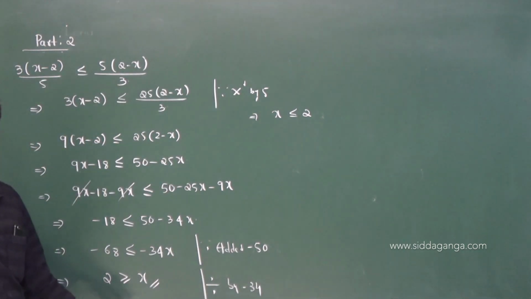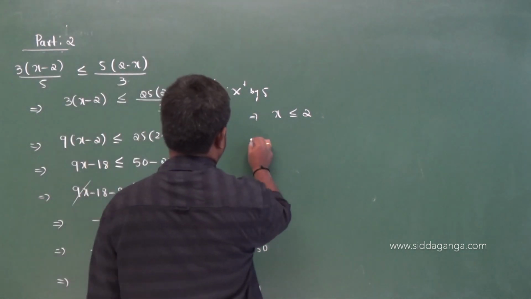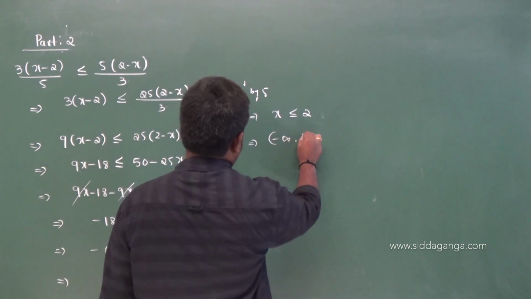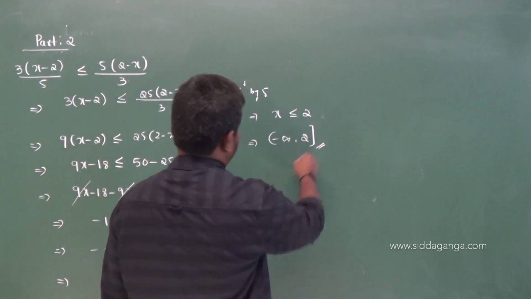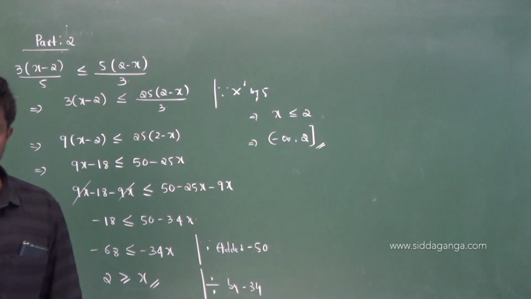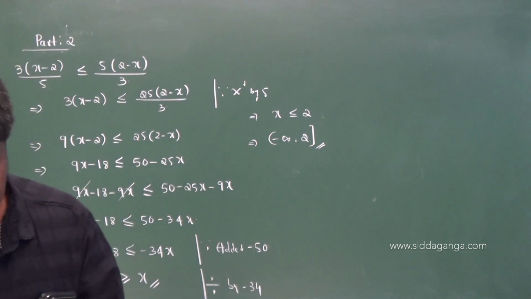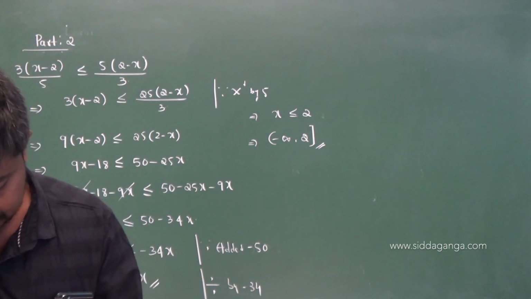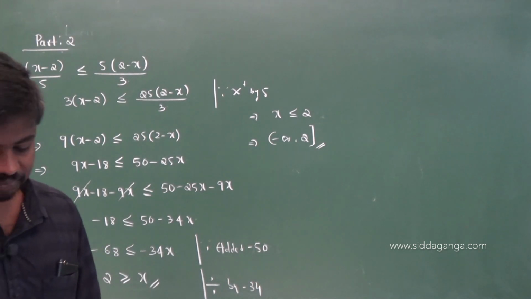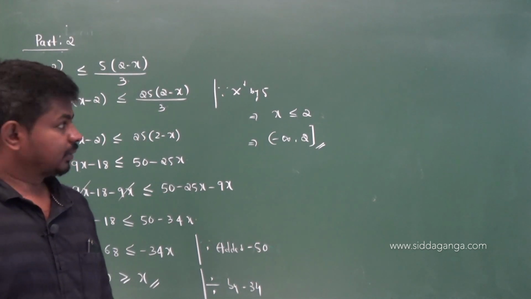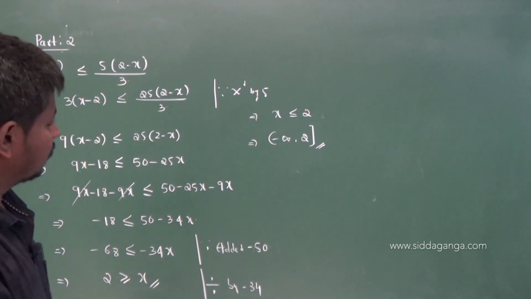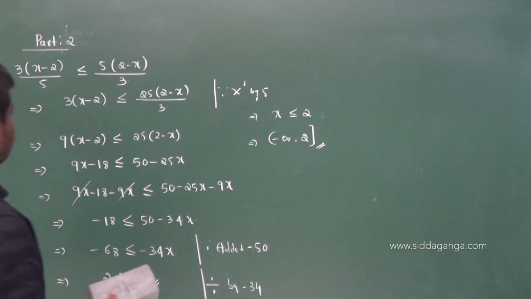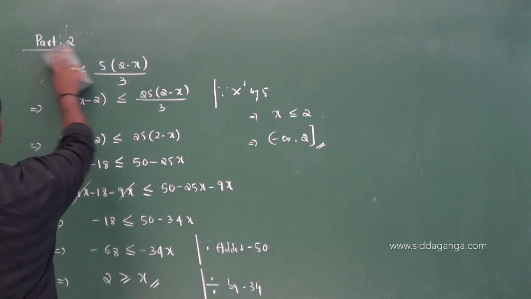X is less than or equal to 2, so your solution set is given by minus infinity to 2, a semi-closed interval, 2 is included. So this is how we find the solution. Okay. Now let's move on to some different one.